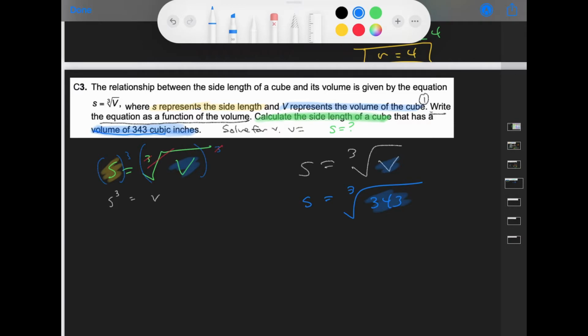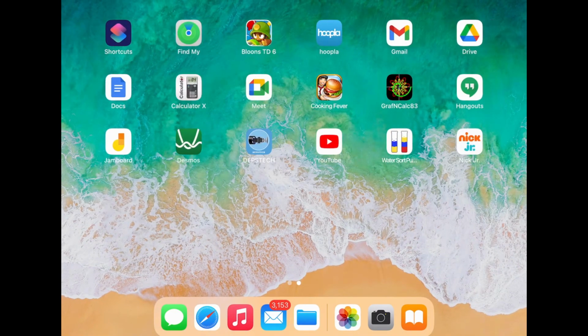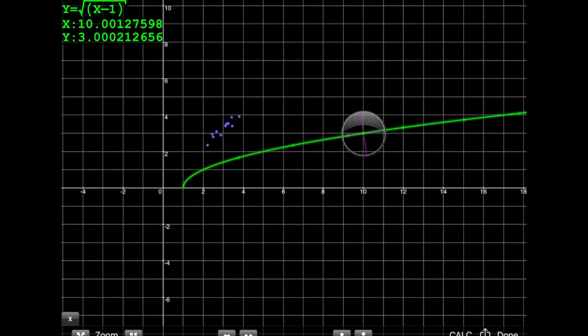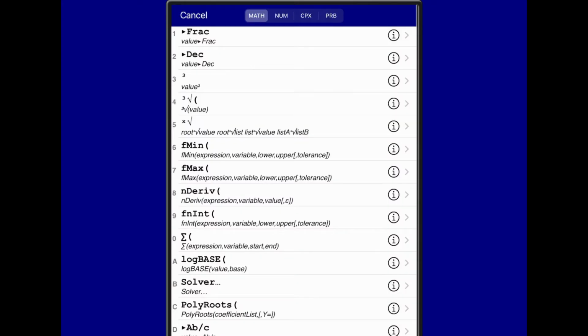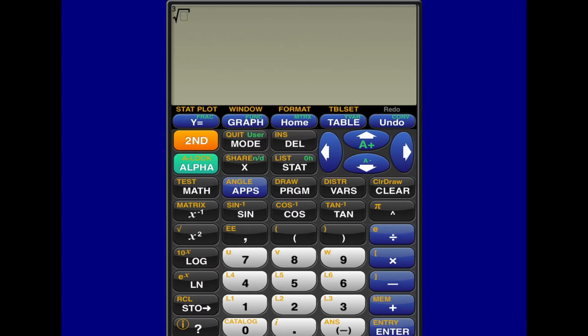And again, if you need help with your calculator, let's go to my calculator. I'm using one that looks like this. You can use ones I've shown you before. So I'm going to go to math, and then I'm going to do number 4. And then I'm going to type in 343 and press enter.